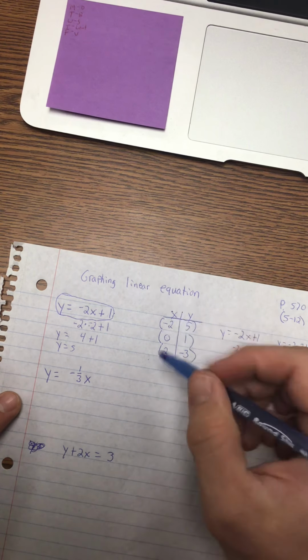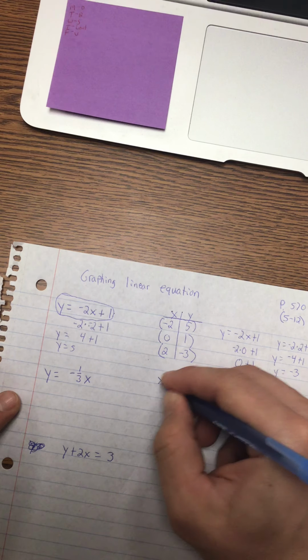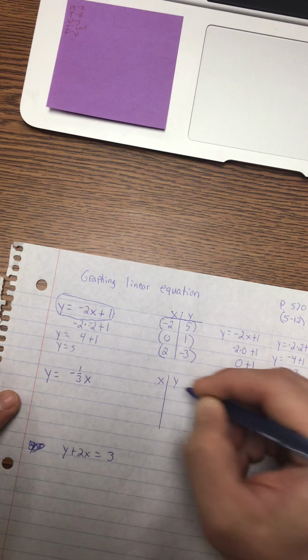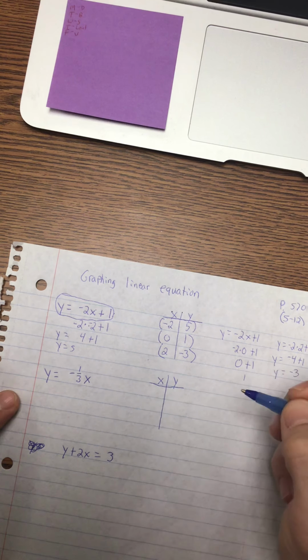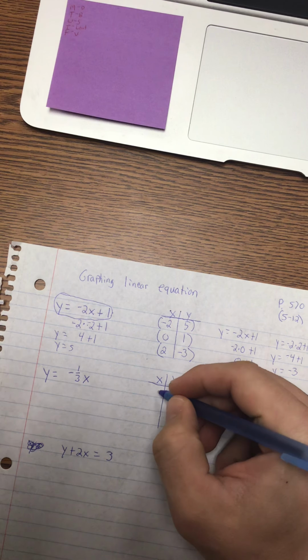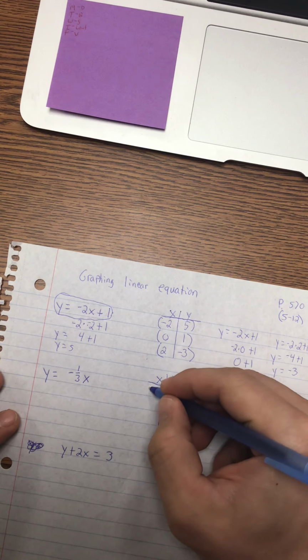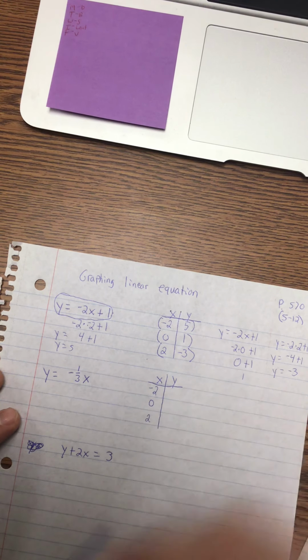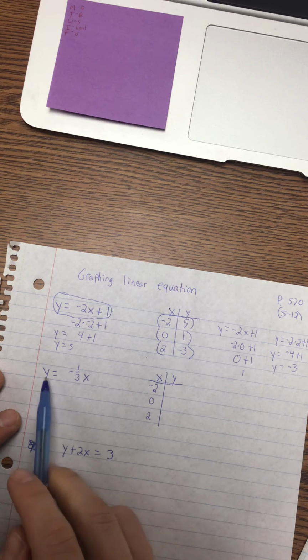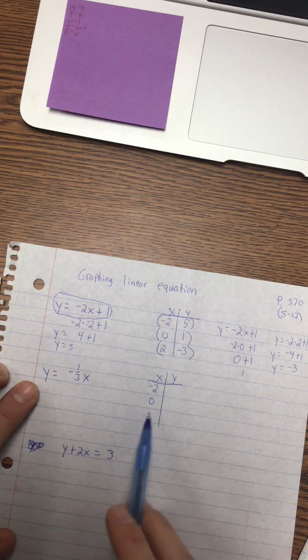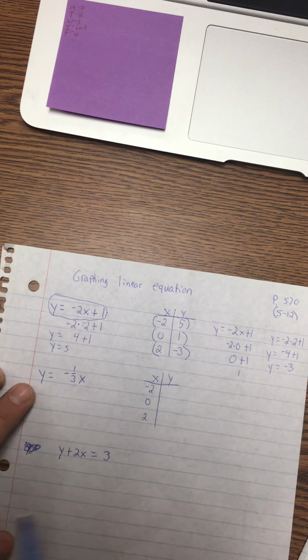So the first thing that we're going to do is we got to make our xy table. So I have x, y, and like I said, we always are going to plug in the same 3 values for x every time, just so we can stay consistent and we're all on the same page. Negative 2, 0, and positive 2. All right, so once again, y is already by itself, so all I need to do is plug these three values separately in for x.